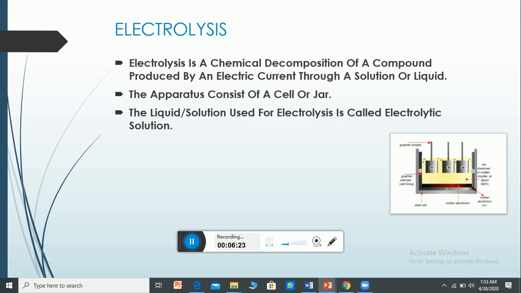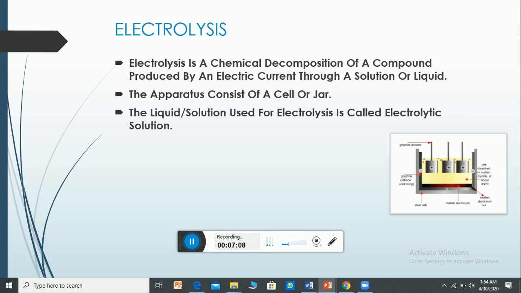Electrolysis is a chemical decomposition of a compound, produced by an electrical current through a solution or a liquid. Look at the figure. We have a cell, which is a steel cell. Inside that we have an ore. As you know, electrolysis is used for highly reactive metals. So we use aluminium ore, dissolved in a solvent at around 950 centigrade. When we put them in, they can be separated through the electrolysis process.